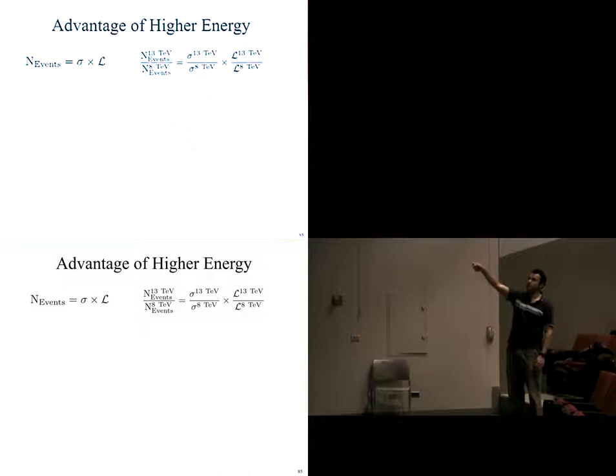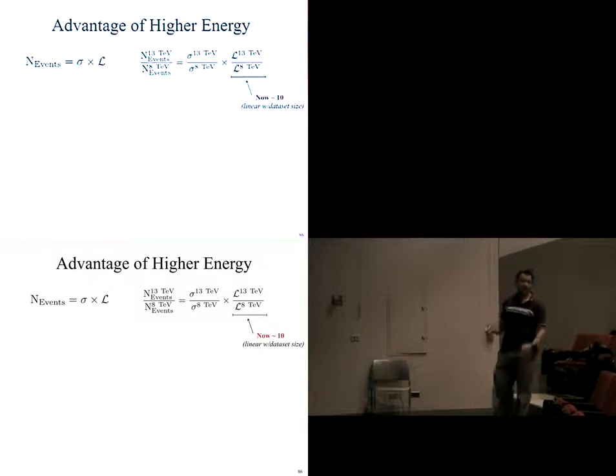I'll just divide the two. So we see the ratio of the number of signal events at 13, the higher energy, to the 8 TeV. That is just dividing these two things, right? So there's the cross section at 13 TeV divided by the cross section at 8, and then there's the luminosities, or the data set sizes. And so this thing now just depends on how much data you collect with the two different energies, how many pictures you take. And this is about 10 with the current data set size.